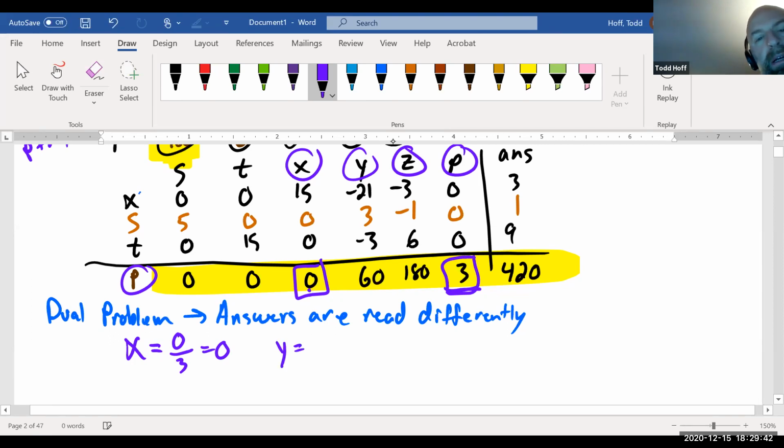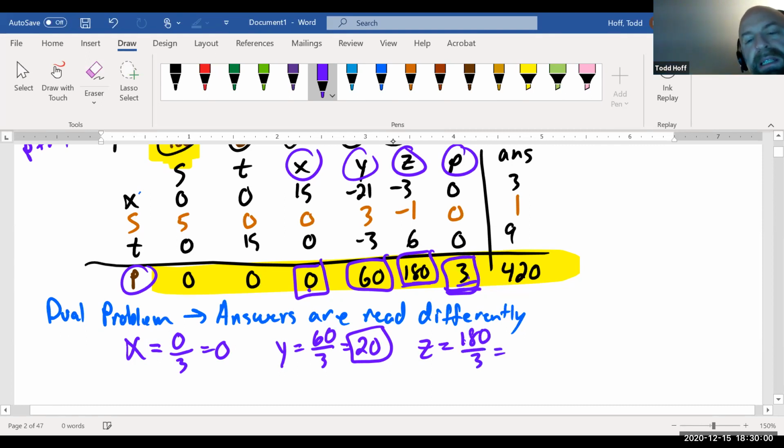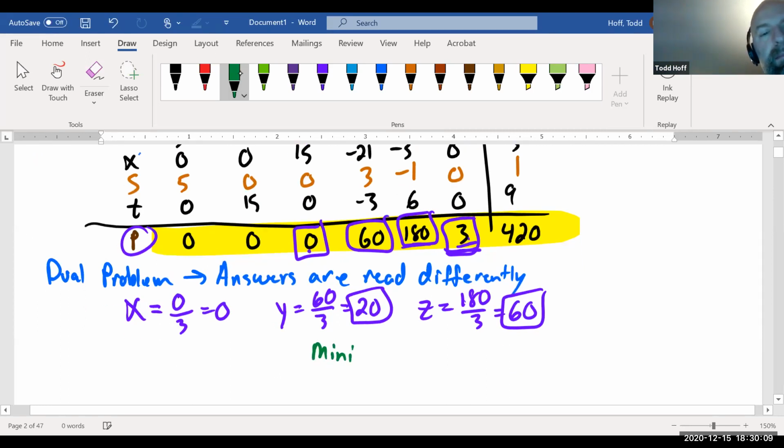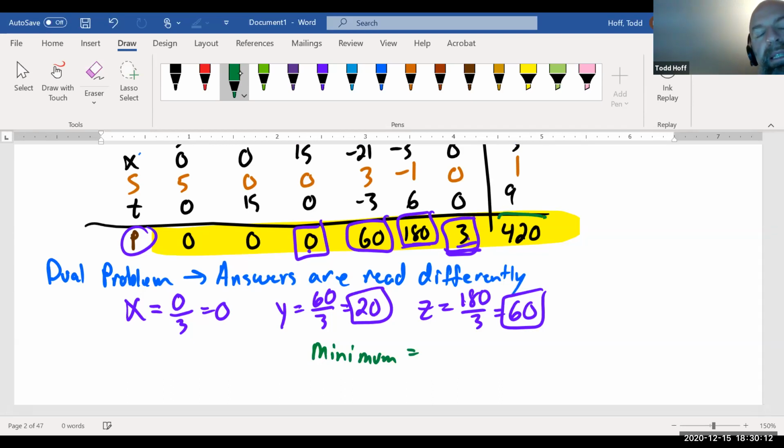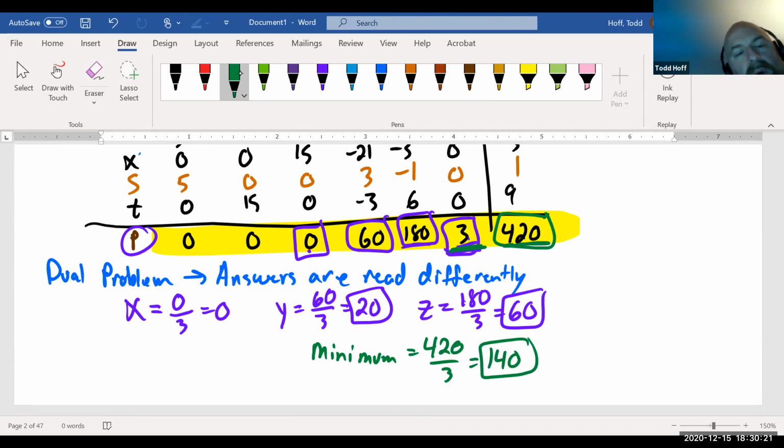For y, there's 60 at the bottom of column Y divided by that 3. 60 divided by 3 is 20. So y is 20. Z, the entry at the bottom of column Z is 180 divided by the PP entry. So 180 divided by 3 is 60 for Z. And our minimum is going to be this entry, the answer entry, divided by that P again. 420 divided by 3 equals 140. So the function's minimized at 140 when x is 0, y is 20, and z is 60.